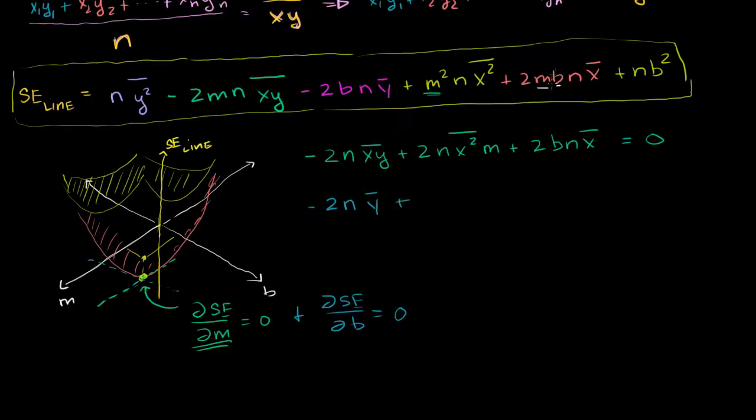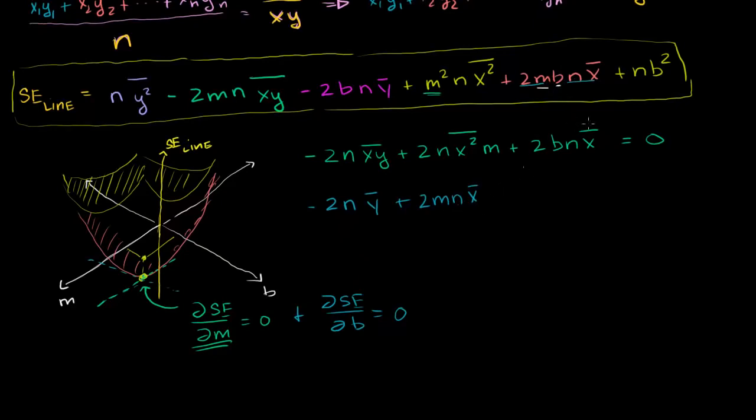Then we do have a b over here. So it's plus 2mn times the mean of the x's. This is essentially the coefficient on the b over here. It was written in a mixed order, but all of these are constants from the point of view of b. They're the coefficient in front of the b.